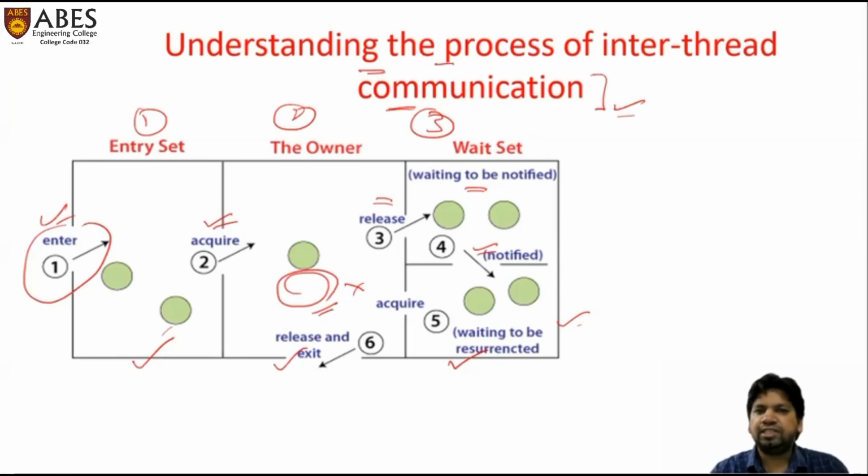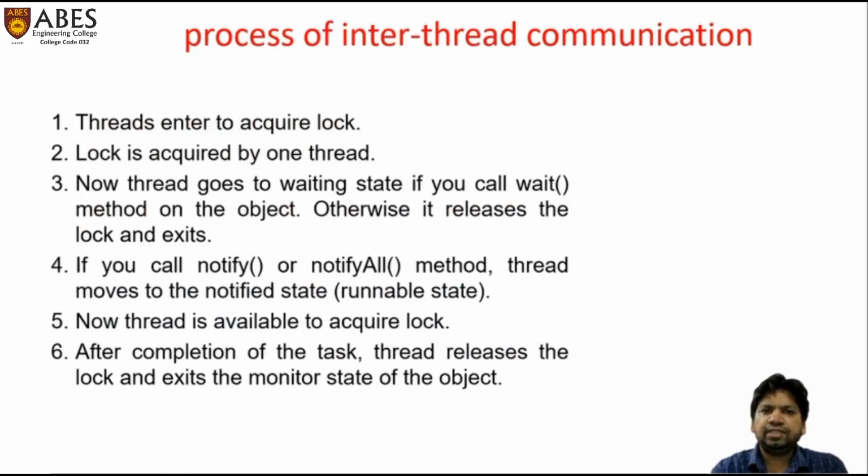The process of thread communication is divided into three stages. First is the entry set, second is the owner set, and third is the wait set. In the entry set, there is enter; in the owner set, there is acquiring and releasing; in the wait set, the thread waits to be notified. After they get notified, they wait to be reacquired. And again, in the owner, the sixth point starts, called release and exit. I hope you understand this topic very easily.